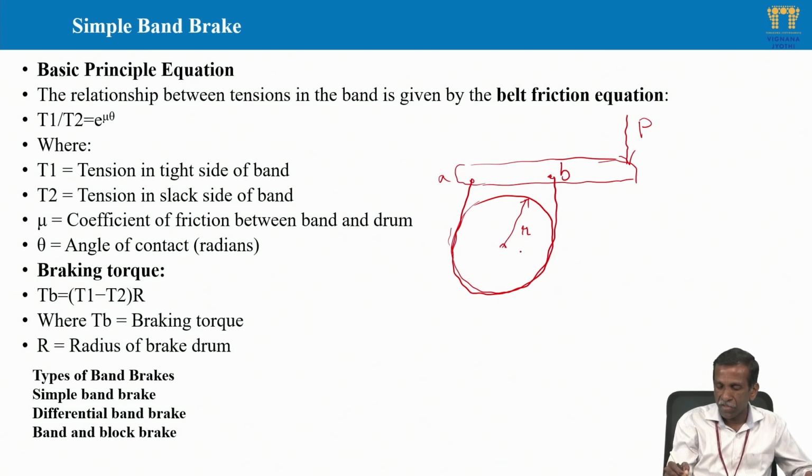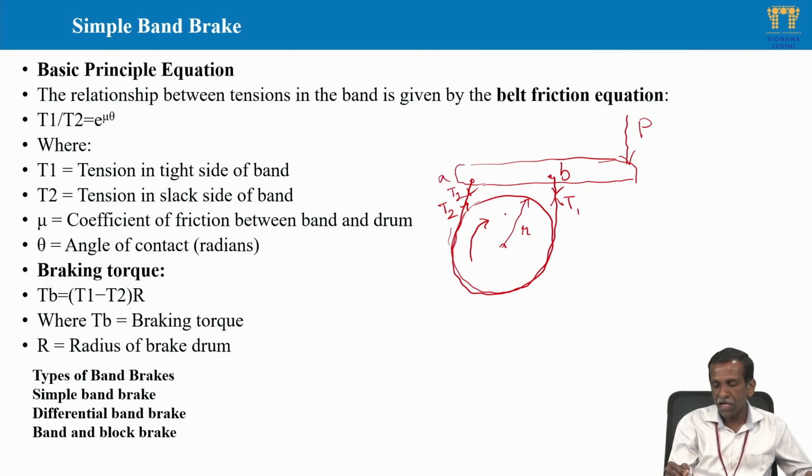Then if the drum is rotating clockwise, then obviously the tight side becomes the tension on the lever. On the other hand, it becomes the slack side if the drum is rotating clockwise. Slack side tension is T2. So I am showing the tension of the band ends on the lever, and what the tension is on the band ends on the drum.